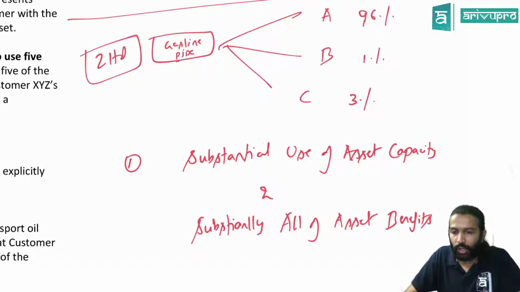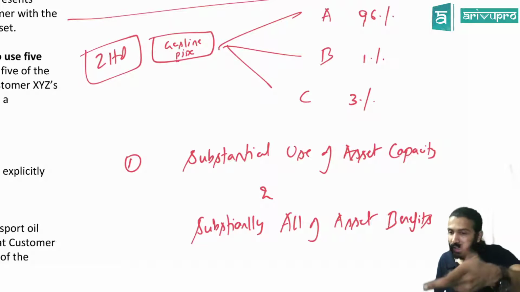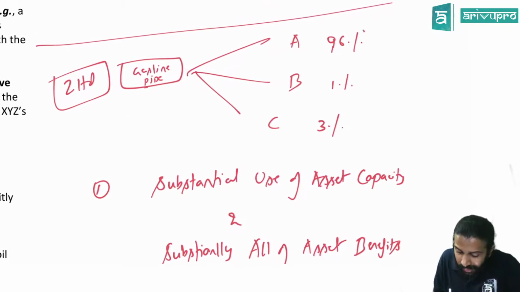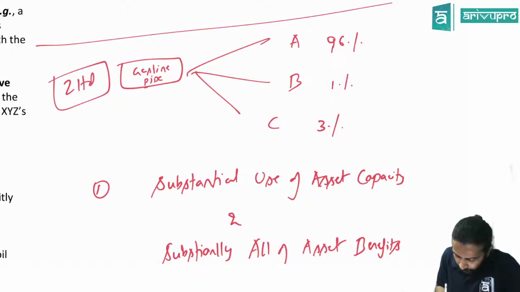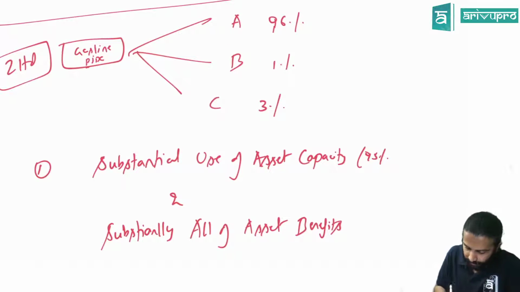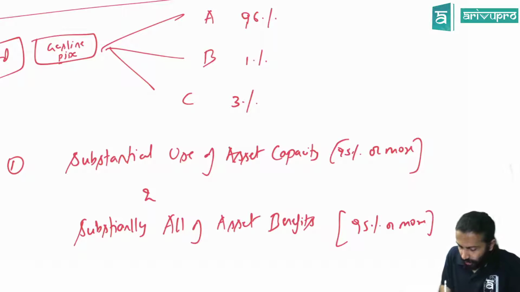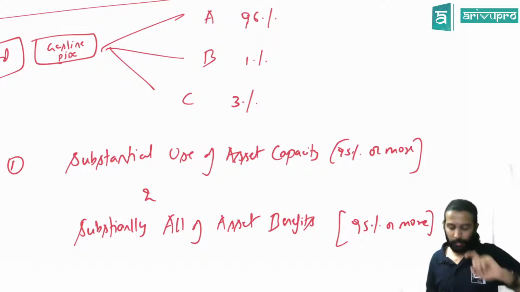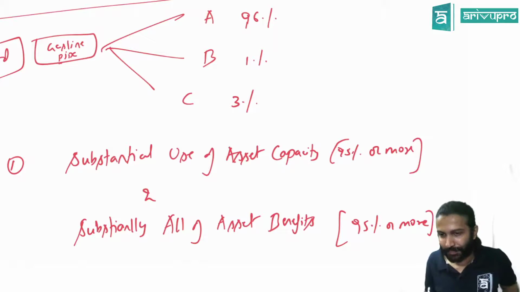Got it? Okay, substantial benefit has not been called out, but from looking at the illustration given in the problem, I think they are talking about a highly probable case. More than 95% you keep as a benchmark. 95% or above, you keep this as the benchmark for solving the case. That means in our case, A will be the substantial user. So if there is one asset used by multiple users, you have to check which guy is using more than 95% of asset capacity.